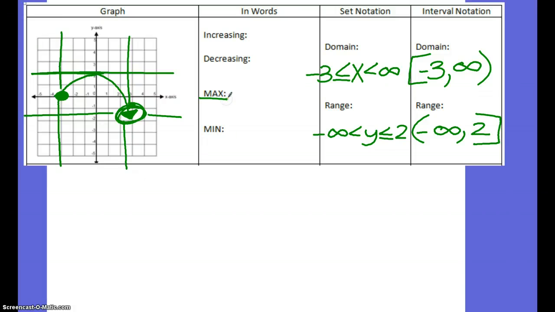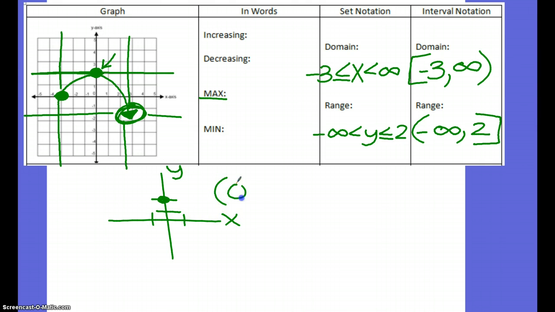Maximum, we look for the highest point on the graph. And in this case, the highest point is this one here. So I need to name that point. If I were to name that point, what is that point? x, y. So I don't go left or right at all. So that's 0, comma, I go up to 2. 0, 2, x, y. That's how we name the maximum and minimum.